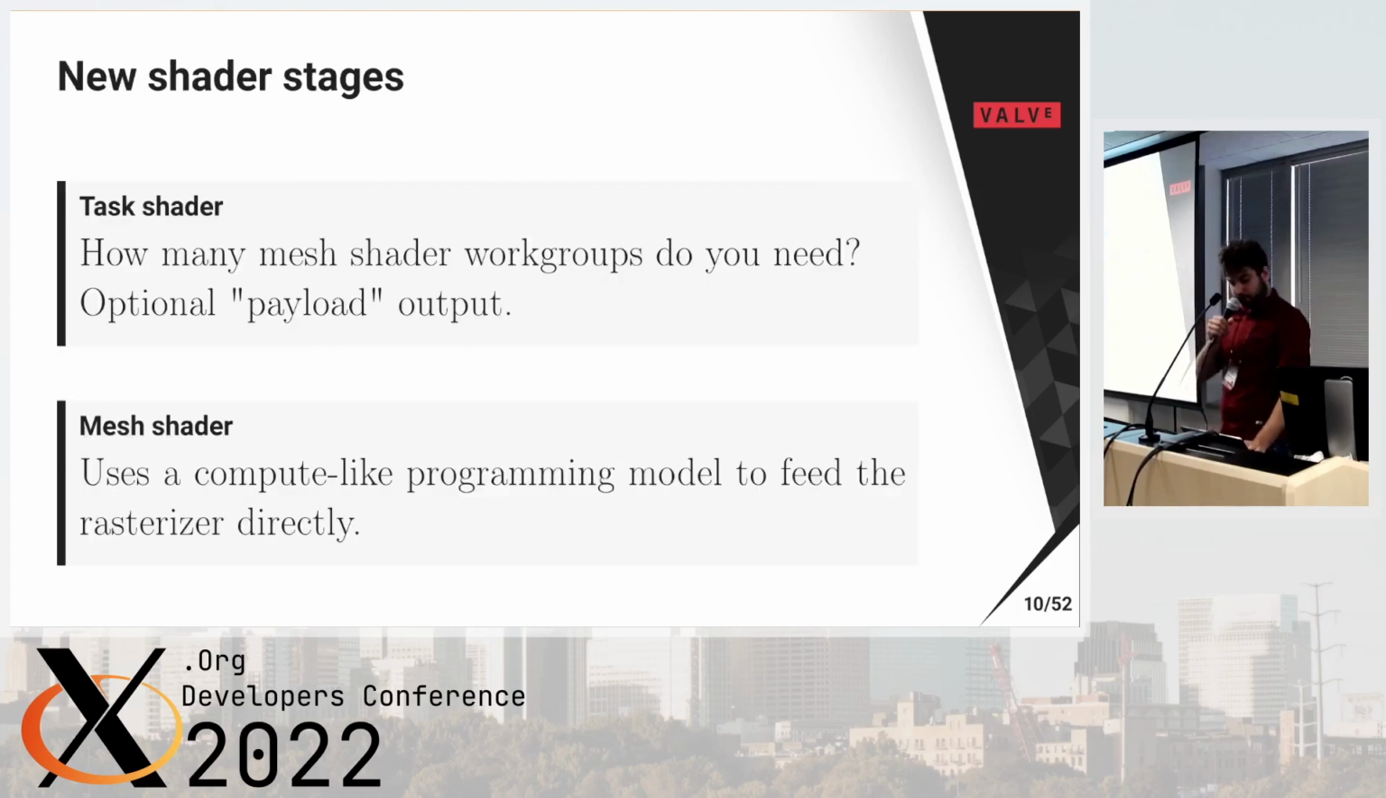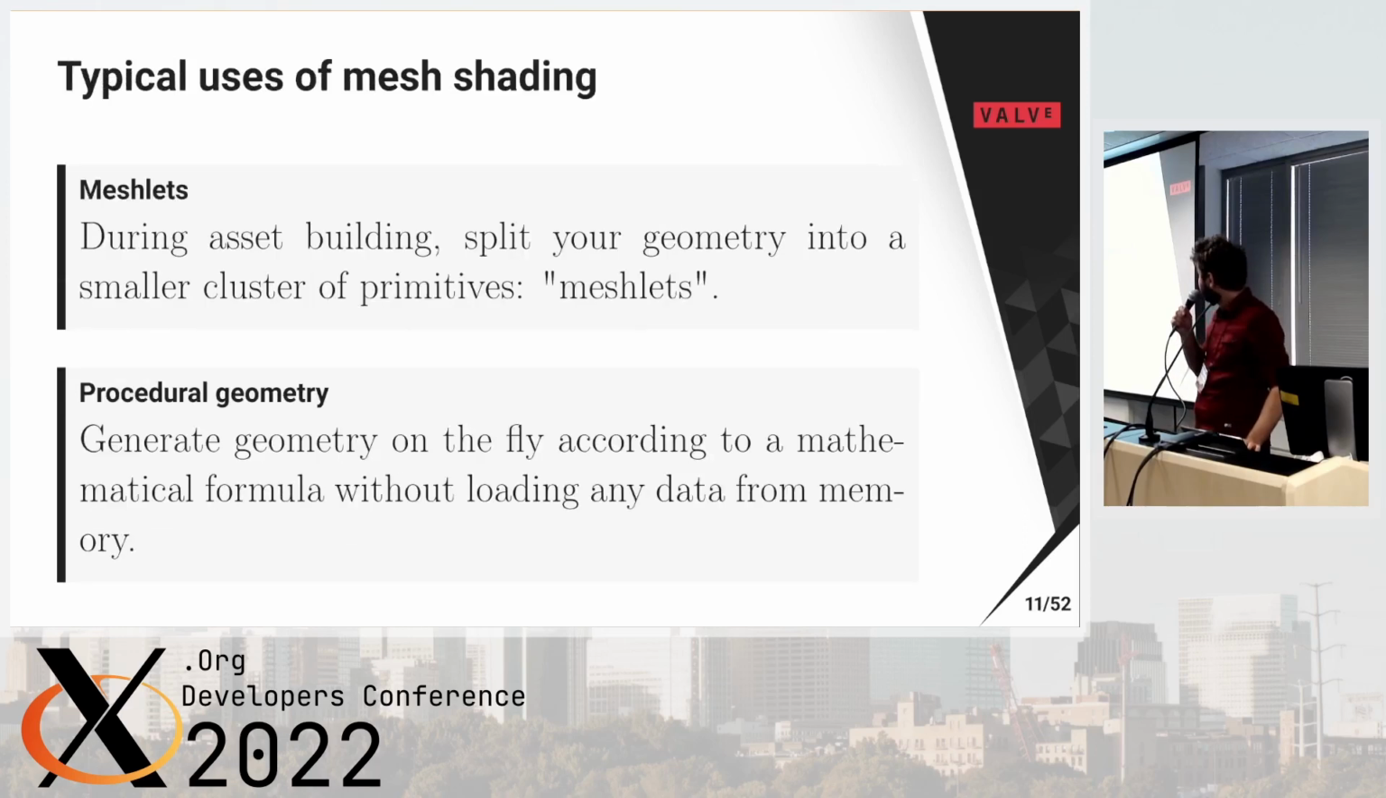In a nutshell, the task shader answers the question, how many mesh shader workgroups do you want? And then it can have an optional payload output. And the mesh shader then takes that and feeds something to the rasterizer directly. And every detail about what kind of inputs you use, where do you get your inputs from, that's all up to the application.